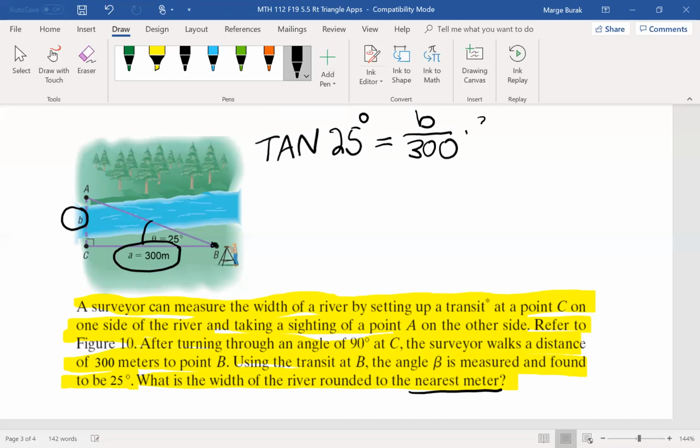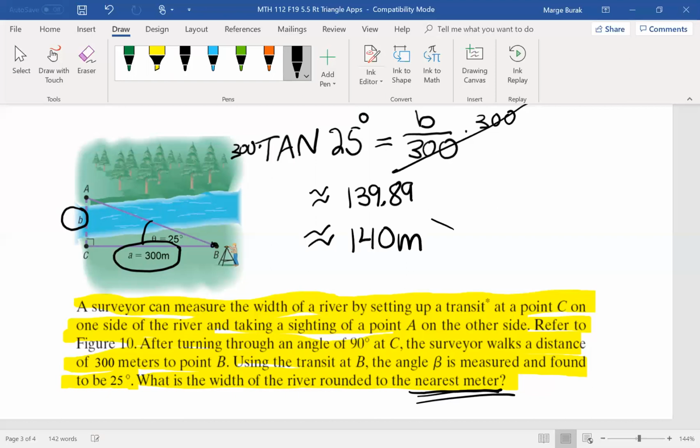to solve that, we'll times both sides by 300. And if you just put 300 times the tangent of 25 in your calculator, make sure it's in degree mode, you should get 139.89 something else. We're going to round that off to about 139. I'm just going to do that because it does say to the nearest meter. So we're going to say about 140 meters. Then we're going to make sure that makes sense because, sure enough, if this is 300, that looks to be about 140. That works.